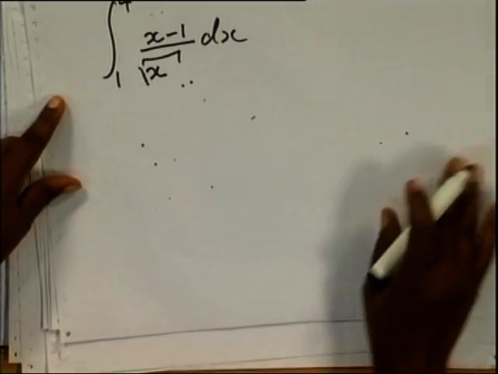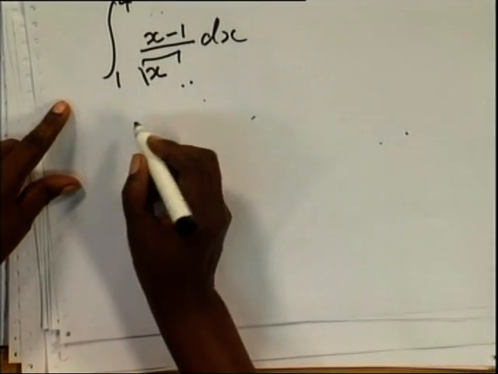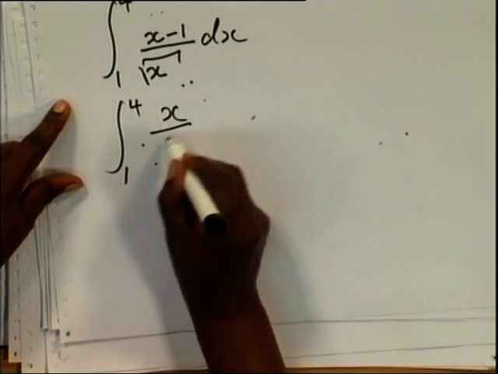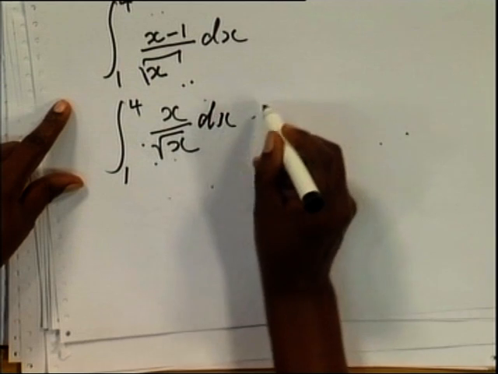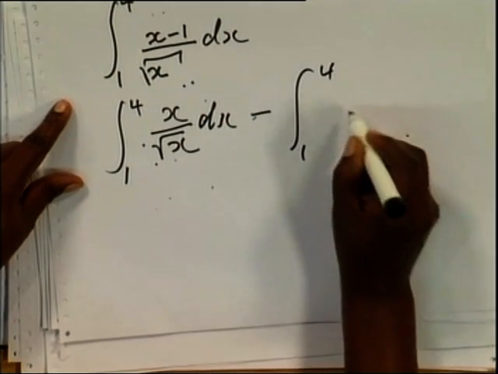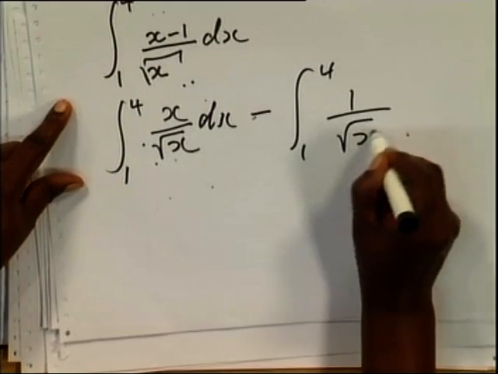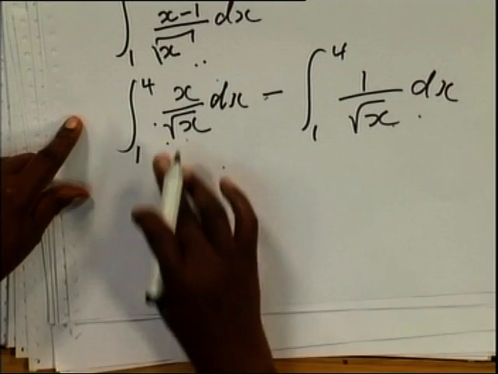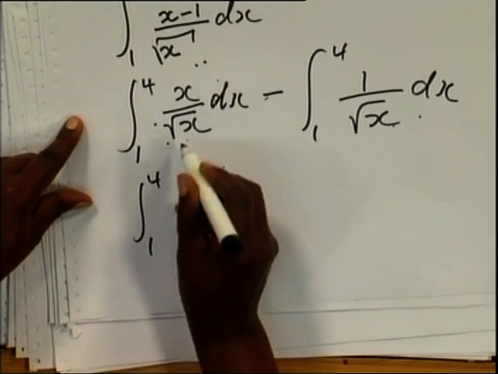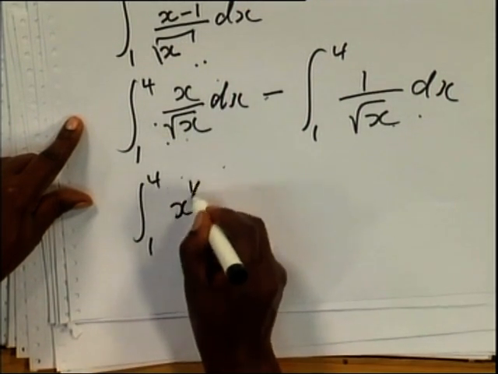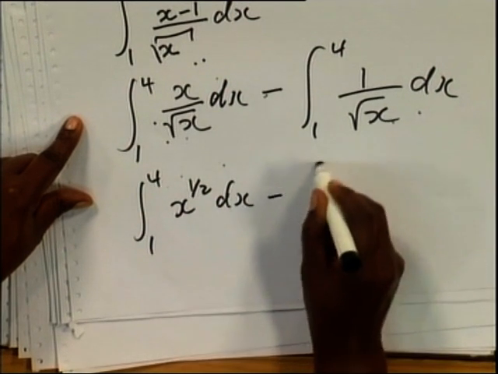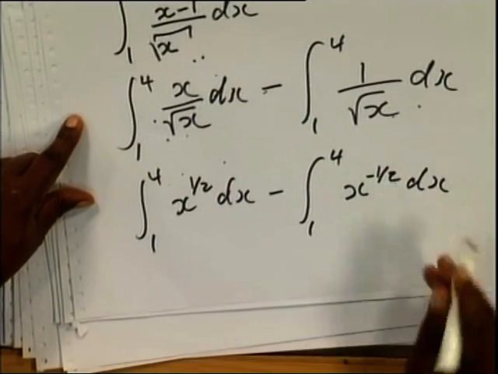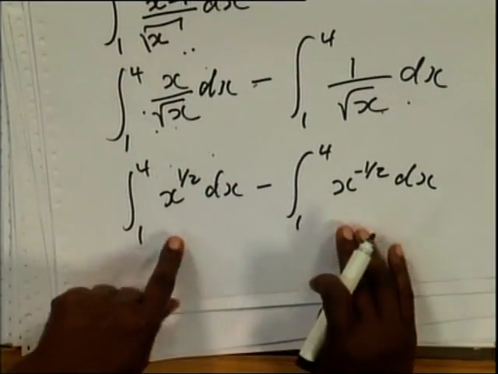I can separate it. I'll separate this one in two sections: the integral from 1 to 4 of x over the square root of x dx, minus the integral from 1 to 4 of 1 over the square root of x dx. What's so difficult there? Can you see it now? Now here, reduce the power, so I have x to the power half, dx, minus the integral from 1 to 4 of x to the power minus a half, dx. Can you do it now?